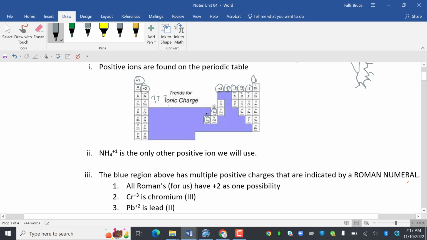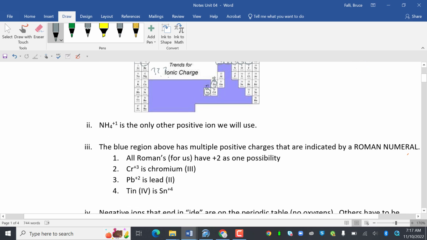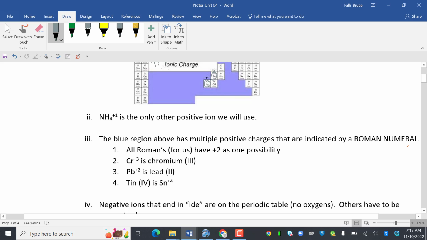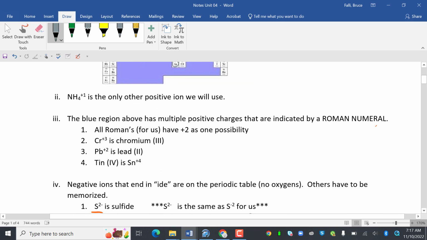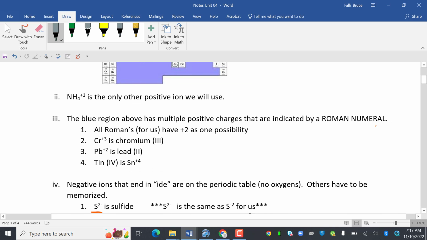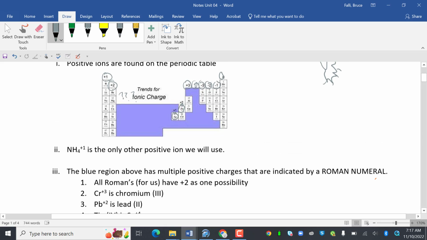NH4 is the only other positive ion we will use that's not from the periodic table. So there are very few positive polyatomic ions. The blue region has multiple positive charges that are indicated by a Roman numeral. All Romans for us have +2 as one possibility. So what this means is there's a couple of choices for each one.